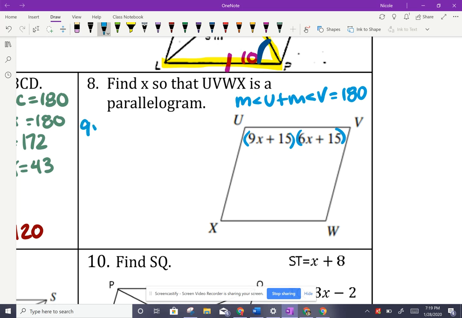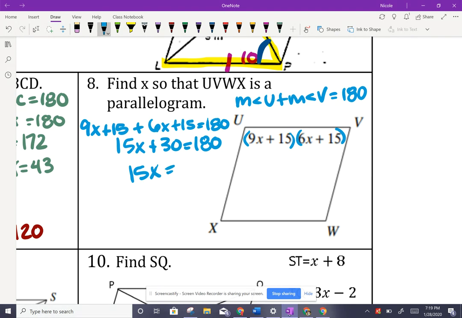So 9x plus 15 plus 6x plus 15 equals 180. Combine your like terms and you get 15x plus 30 equals 180 degrees. Subtract your 30, you get 15x equals 150. Therefore, x has to be equal to 10. So as long as x is 10, then that is a parallelogram.